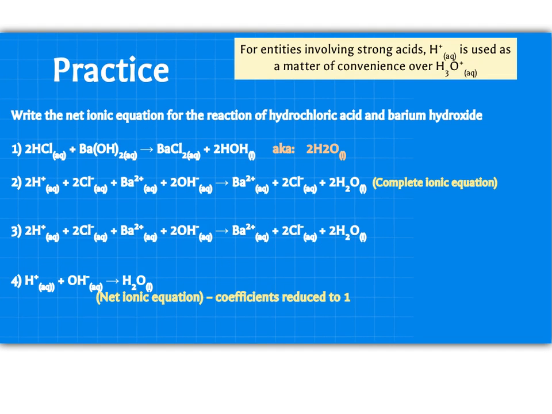Another example, same question, is write the net ionic equation. Here what we have is hydrochloric acid and barium hydroxide reacting together.